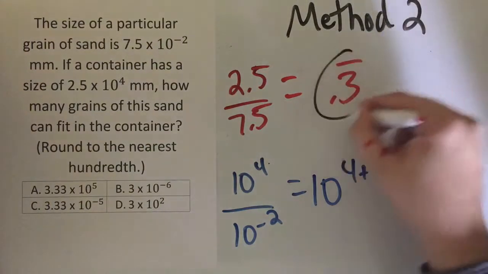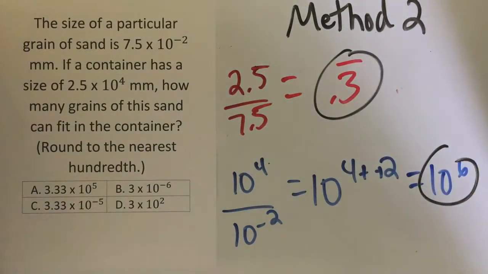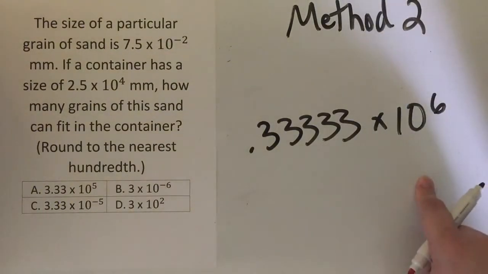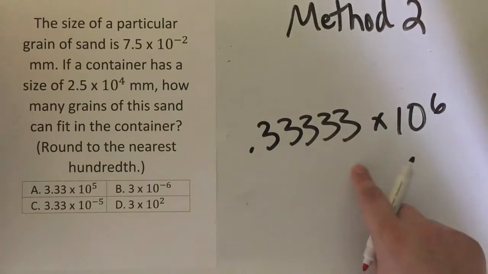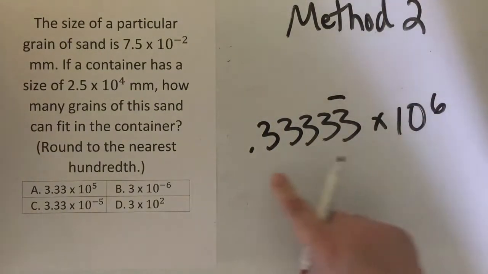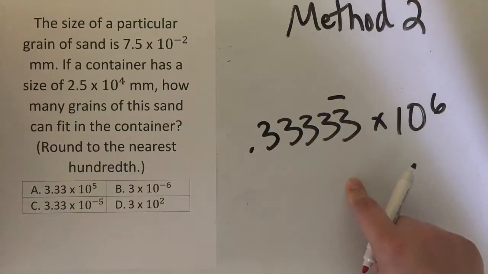Our last step is to combine these two back together to make it look like scientific notation. I've now combined the two back together. I've taken the liberty of adding a few more 3's on that repeating 3 because we're going to have to round in the end, so might as well have a few extras so we can round correctly.